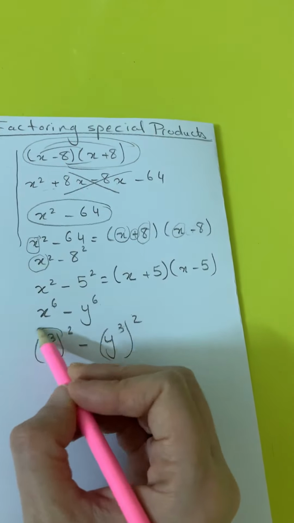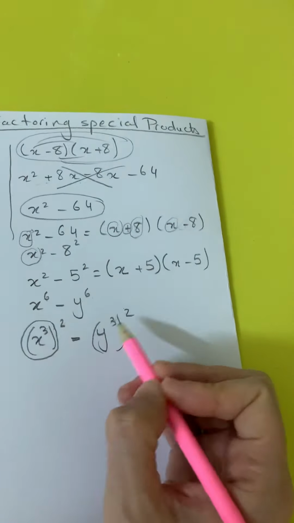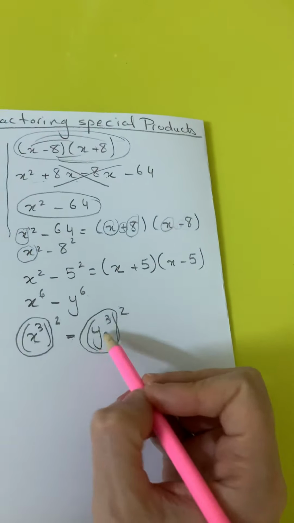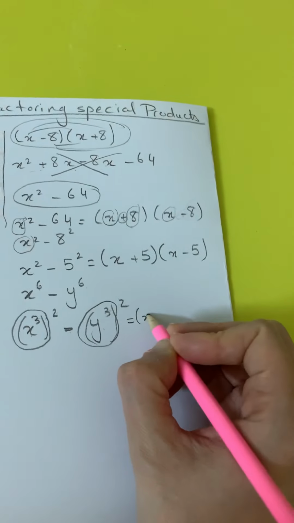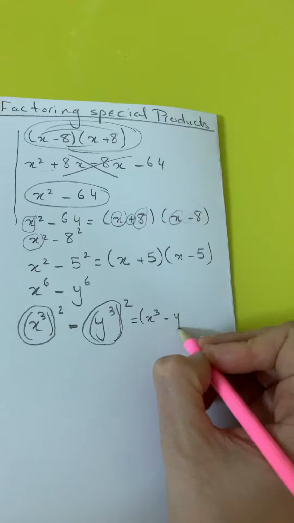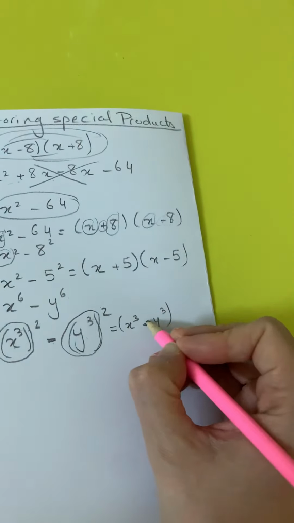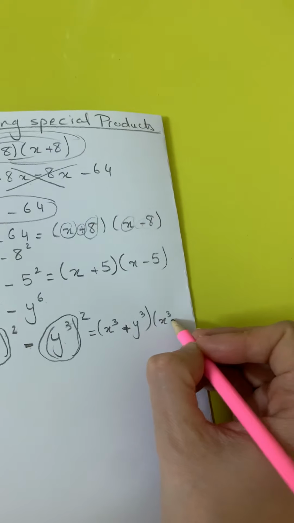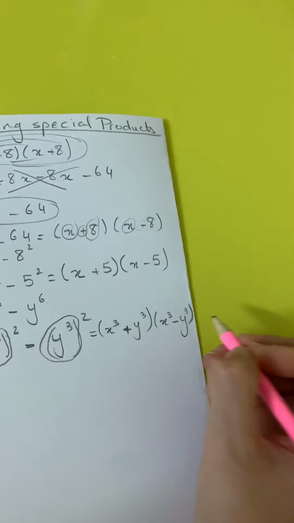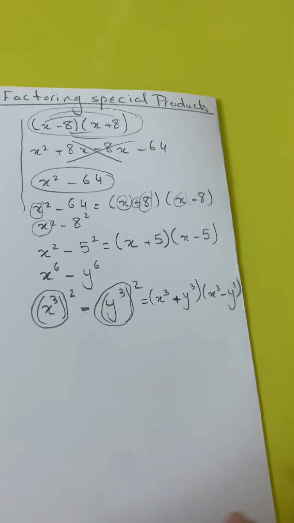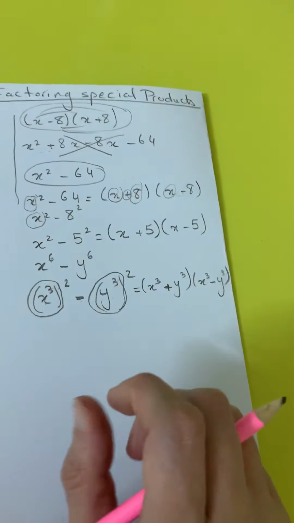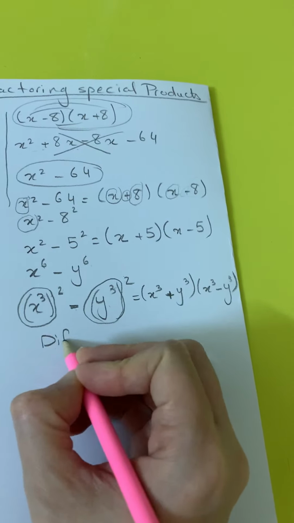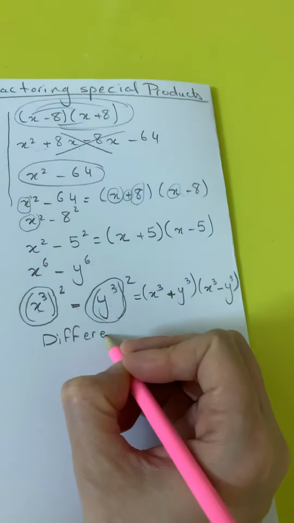So now I will put the first minus the second and the first plus the second. So I will put (x power 3 minus y power 3) and (x power 3 plus y power 3). The order doesn't matter, both are correct. This is it, this is the lesson. This special product, we call it difference of two squares.